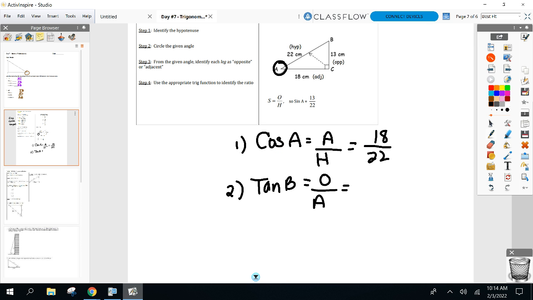Opposite from B is 18. Adjacent to B is 13. So there's our ratio, guys. Good work. Good work.